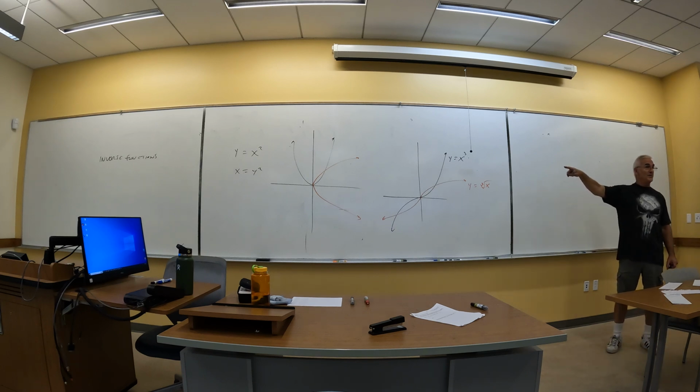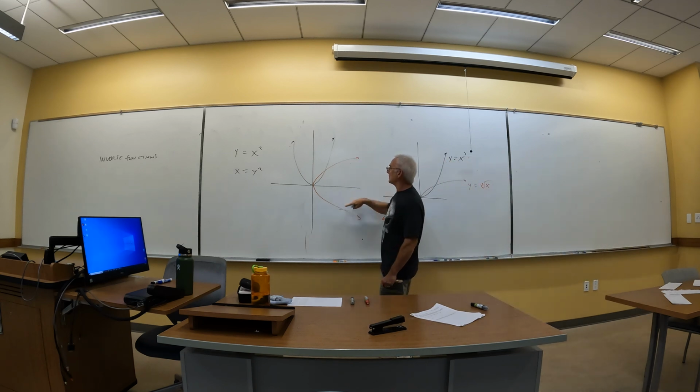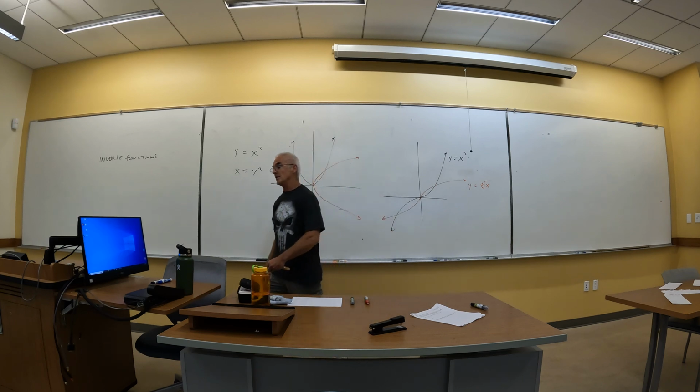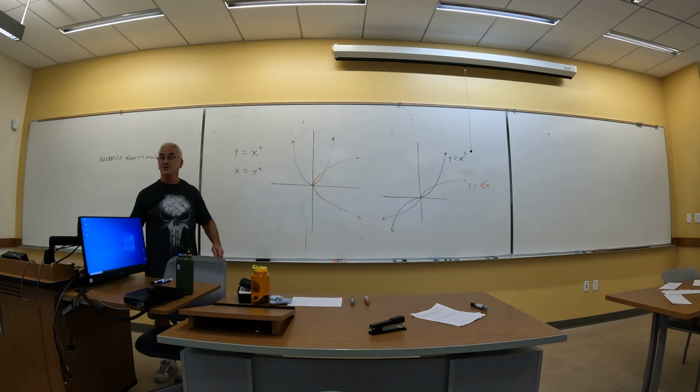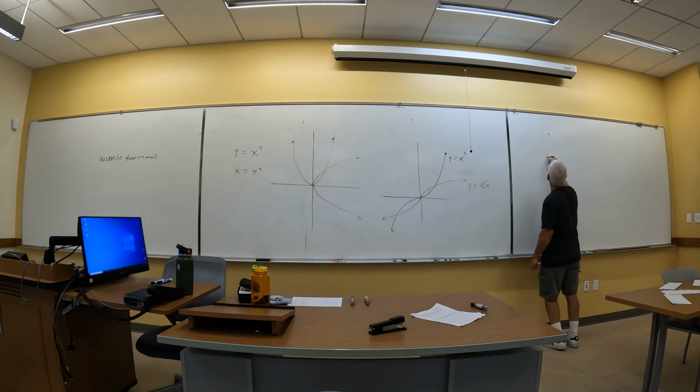But y equal x squared is fine. Its inverse failed the vertical line test because the original function failed a horizontal line test. A horizontal line test isn't a test to see whether something's a function, it's something else. It's a test to see whether something's what's called one-to-one, and that's the key. Some of you may remember that term.